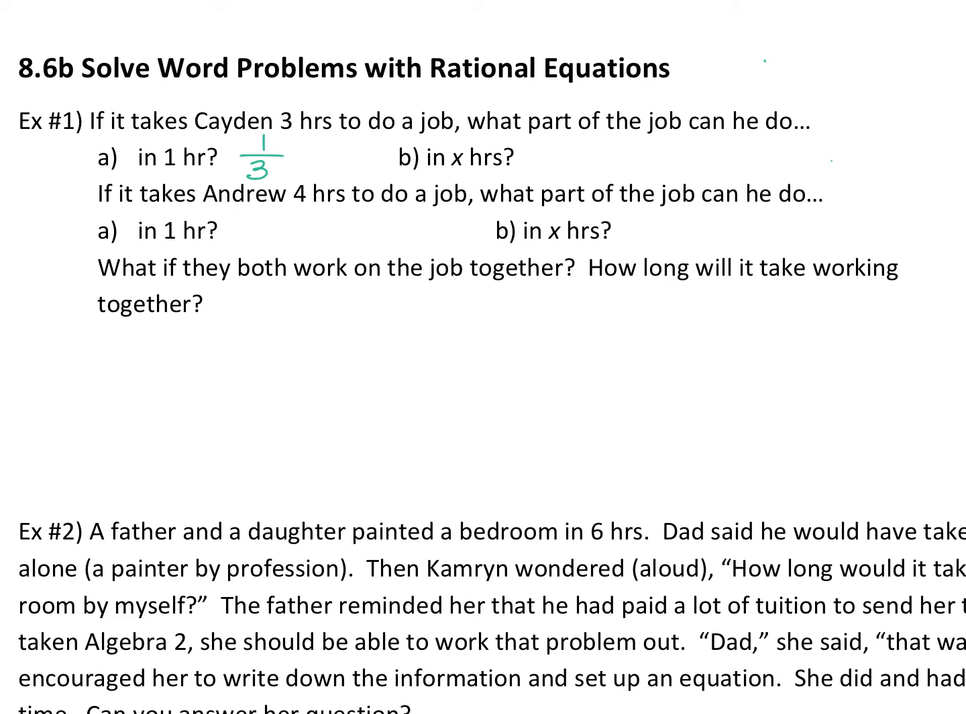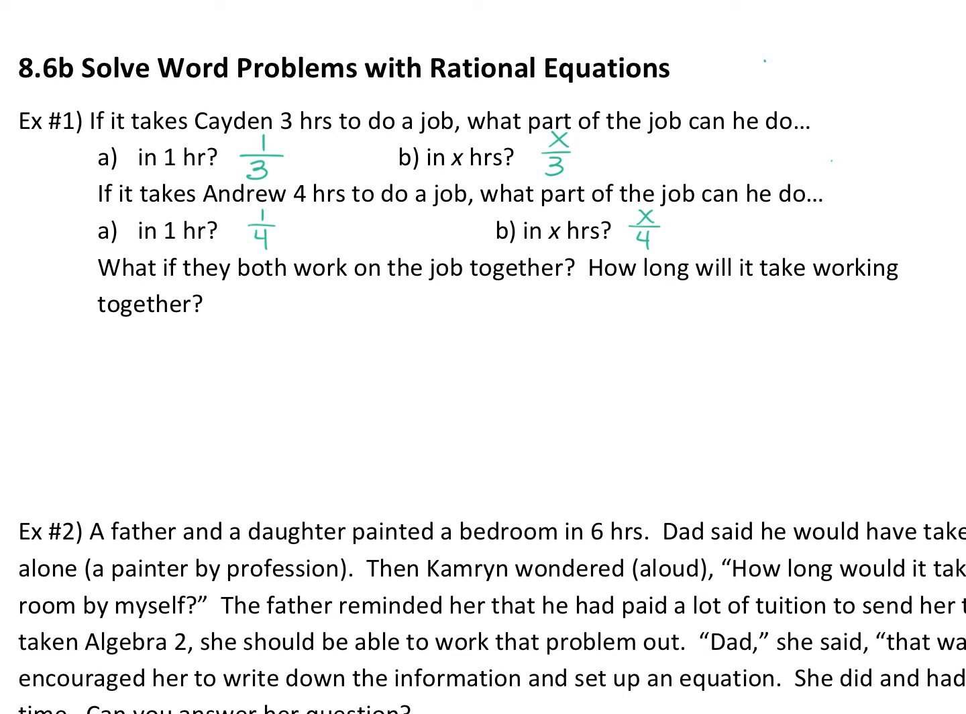So if we said in X hours, what part of the job is he doing? What would that be? X over 3, right. If it takes Andrew 4 hours to do a job, what part of the job can he do in 1 hour? 1/4. Yep. So what part of the job can he do in X hours? X over 4. That concept, X over 4 or X over 3, is what's going to be very helpful in setting up these problems that you're going to do.